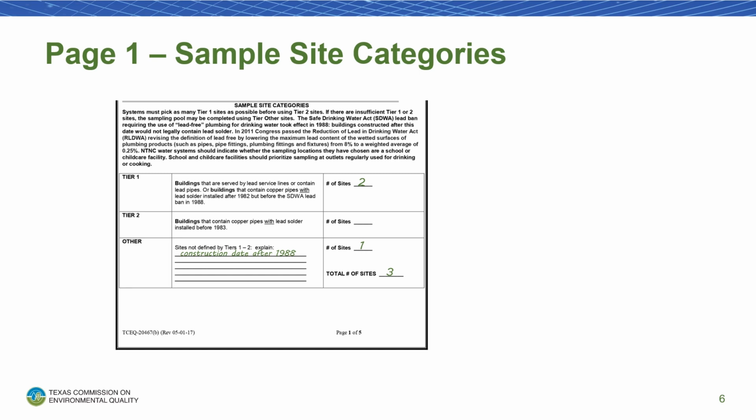If you're adding Tier Other sites, you'll also need to provide a short explanation of why the sites do not qualify as a numbered tier, as shown in the bottommost field in the middle column. To determine the correct tier that your site falls into, read the descriptions provided in the middle column. We've also provided a flowchart on the next slide that you may find helpful. And there's also additional guidance on pages 3 and 4 of the form that provide further detail regarding monitoring requirements and guidelines for prioritizing higher risk sites.